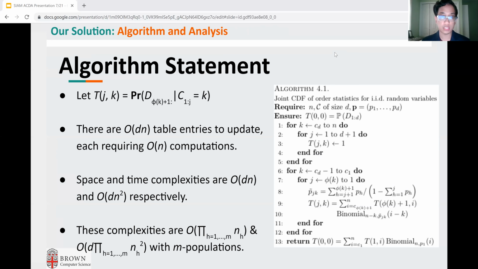In the m populations case, the only major difference in our algorithm is that k and the counts are vectorized to represent the random variables coming from different populations. This will yield a space and time complexity which are still polynomial in the problem size.